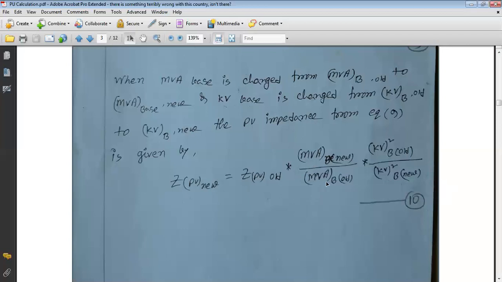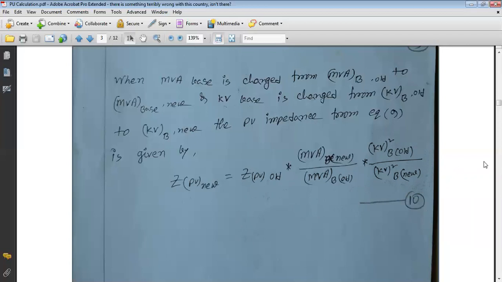It means that the rating in which the impedance per unit value is given in the question, into the old rating of voltage base square. This means that the value in which the impedance value is given in the per unit question, and divided by the voltage base square new value. It means that in which voltage we have to calculate the new per unit of the device.